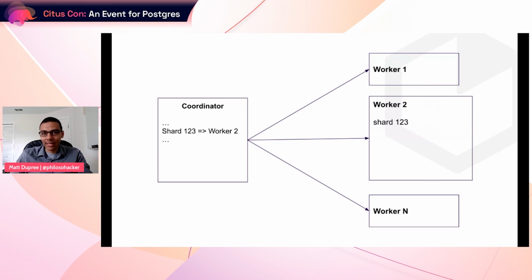So the approach that we landed on was to basically first add a copy of shard 123 onto worker 2. Then we would update the coordinator metadata so that there's a mapping between shard 9123 and worker 2. Next, we would remove the mapping for shard 123 and worker 2 on the coordinator. And then finally, we would delete shard 123 from worker 2.